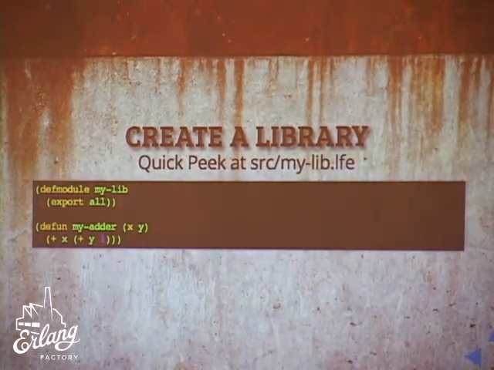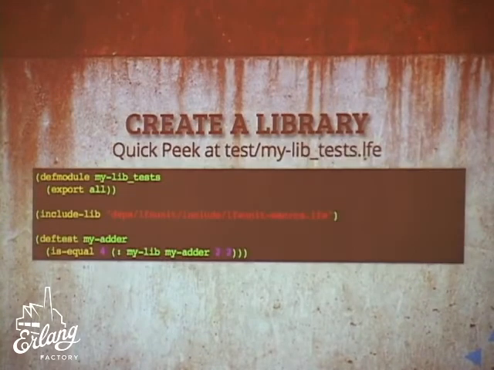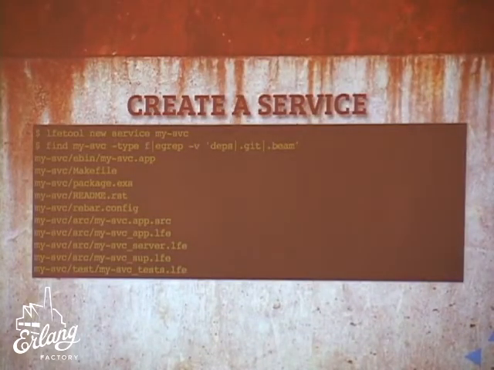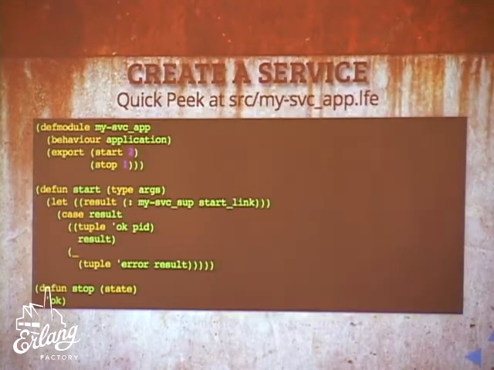Taking a look at some of the code, here's some broken code that is inserted intentionally so that when you run your unit tests, this unit test will fail. TDD from the start. And creating a service is very similar. Instead of library, you say libtool new service. Bam, here's your new OTP service. It's a lot of boilerplate.